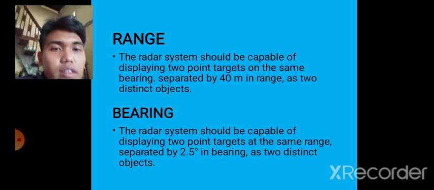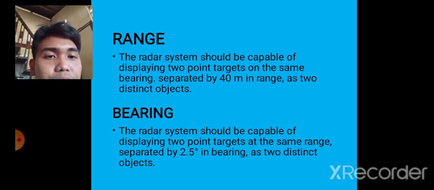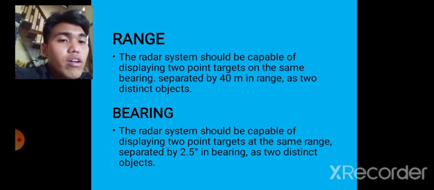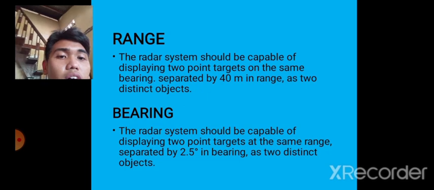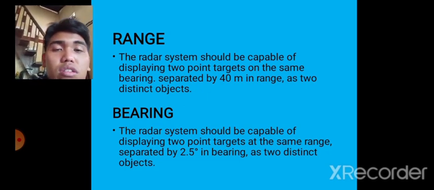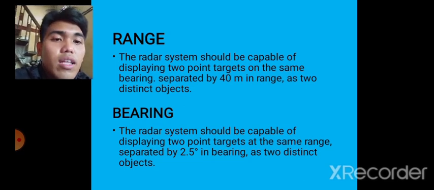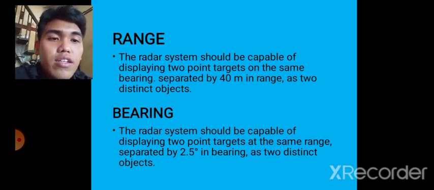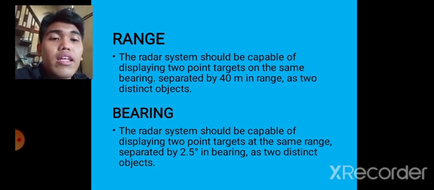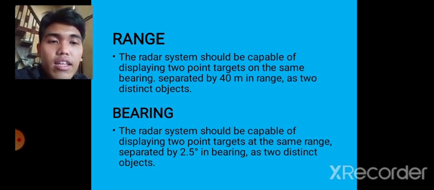So next is the bearing. The radar system should be capable of displaying 2-point targets at the same range, separated by 2.5 degrees in bearing, as two distinct objects. So two points with the same range should be separated by 2.5 degrees in bearing, and then they are defined as two distinct objects.